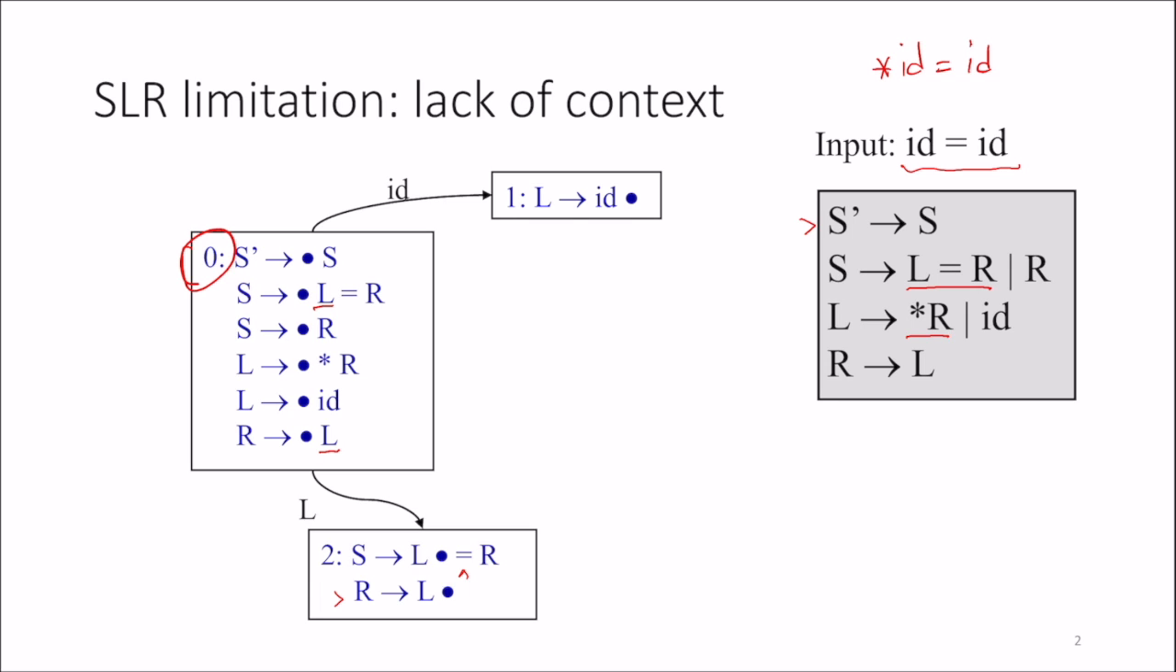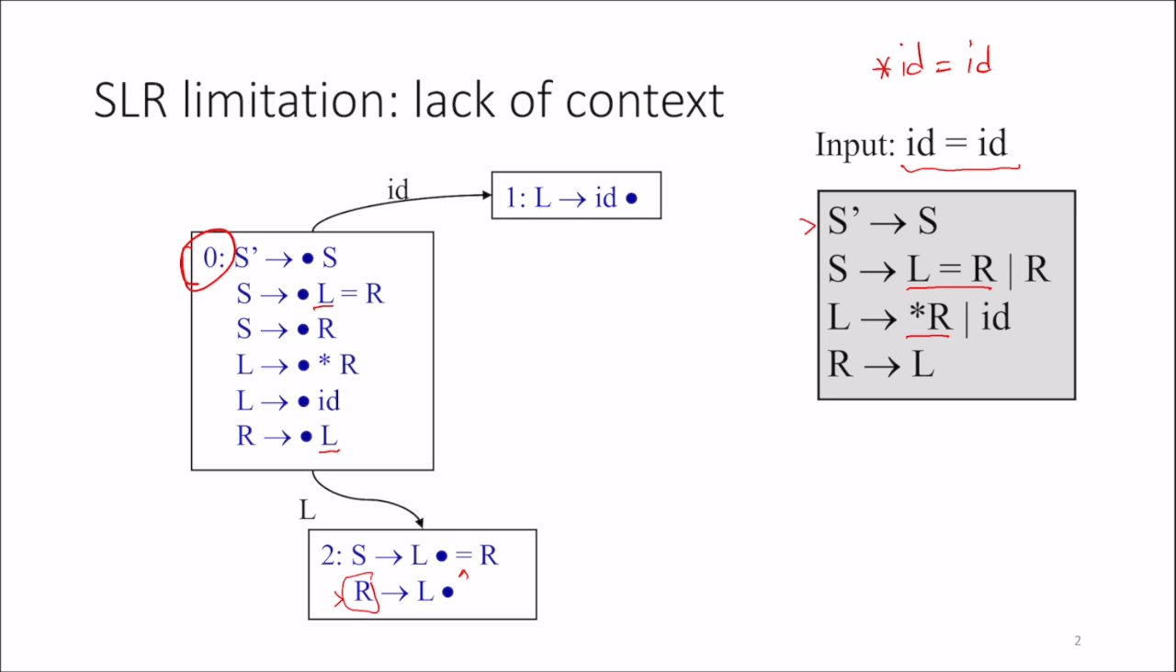What SLR1 would tell you to do is to take the follow set of R, and if that doesn't contain an equal to, then there is no conflict because you would reduce in the follow set of R, all the symbols in the follow set of R, you would reduce on those symbols. And if equal to isn't in them, then there is no shift-reduce conflict. That's how the SLR1 algorithm would work.